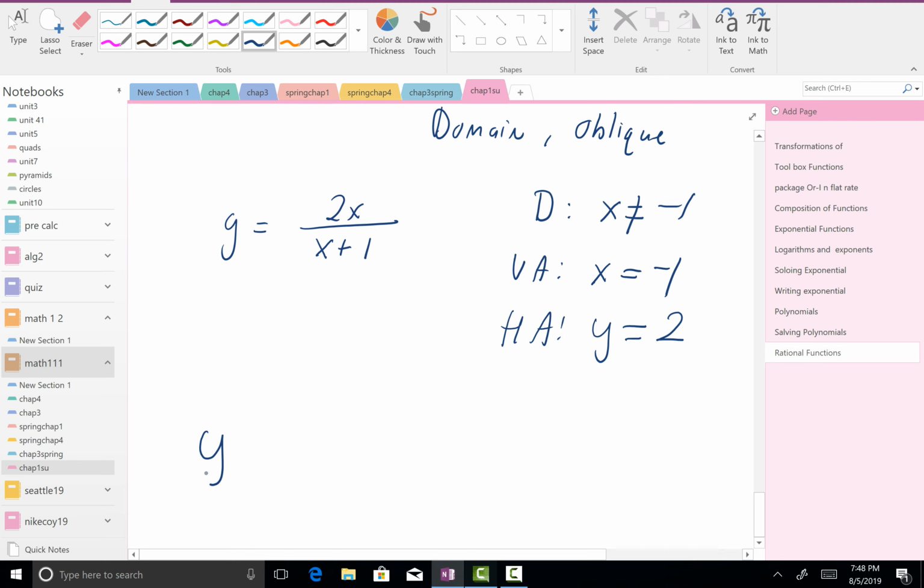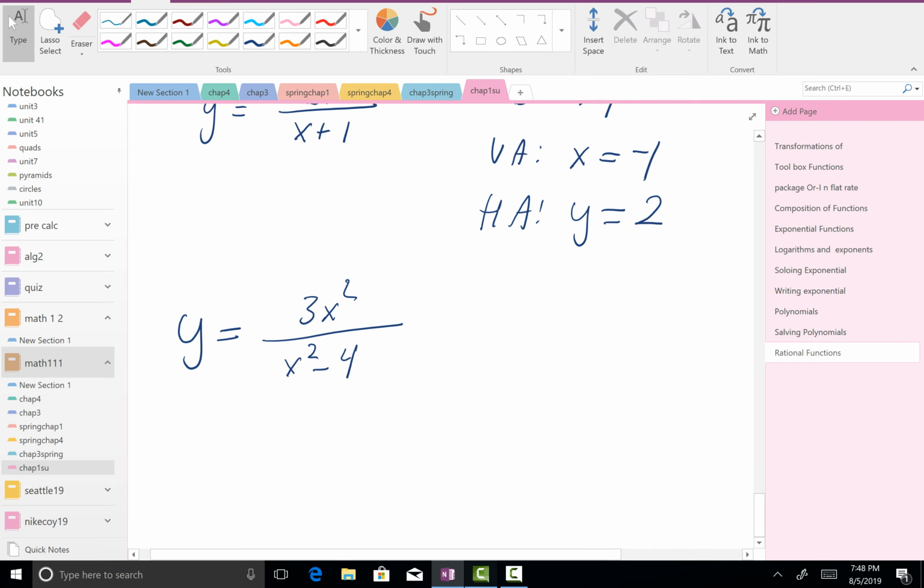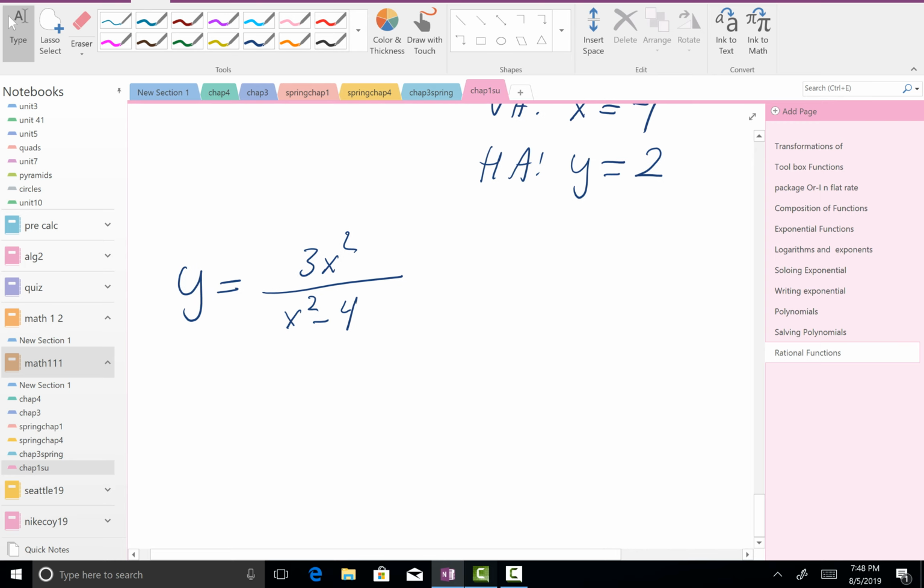That's the whole idea. Y equals 3x squared over x squared minus 4. All right? So, we should factor the bottom part here. That helps us. We don't care about the top.